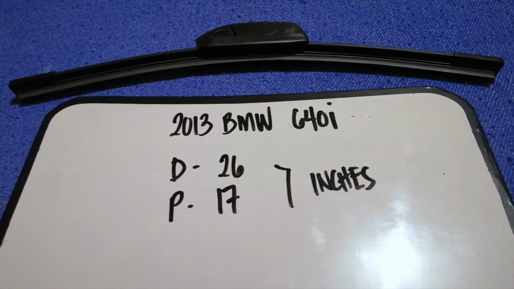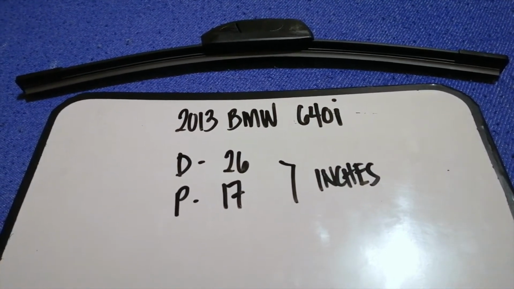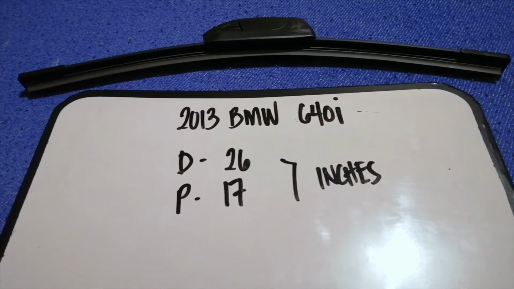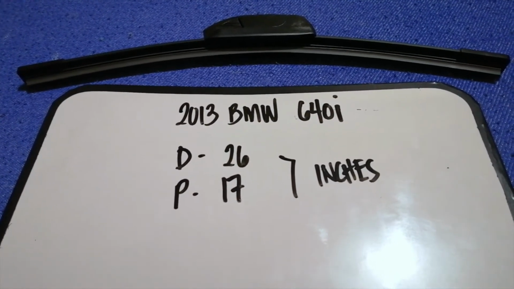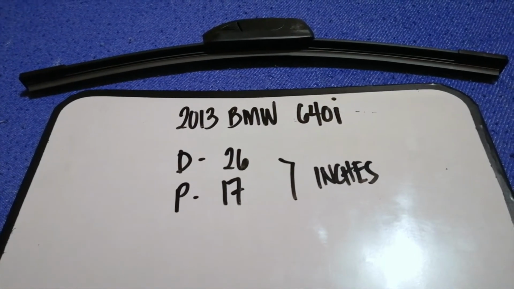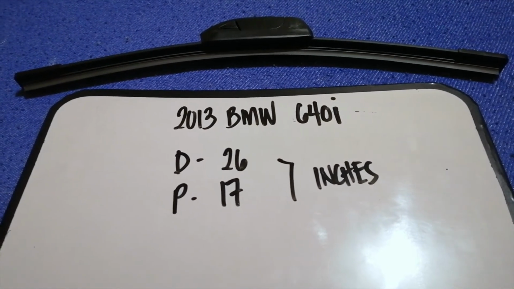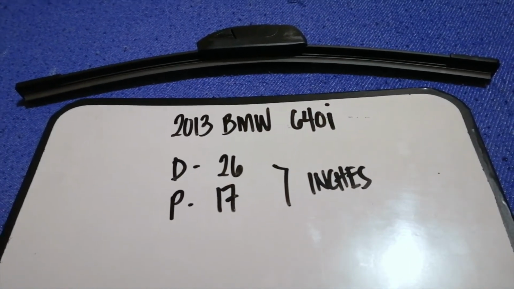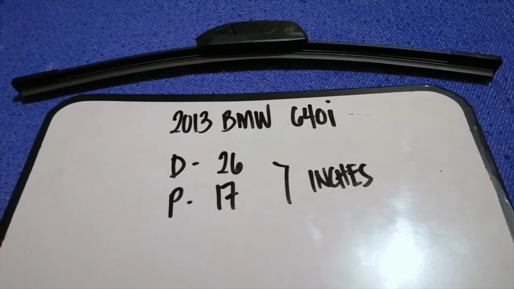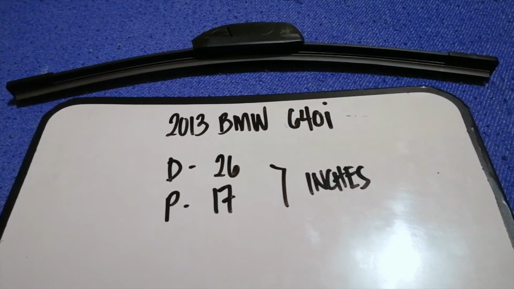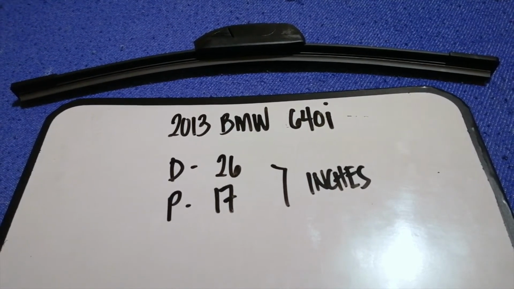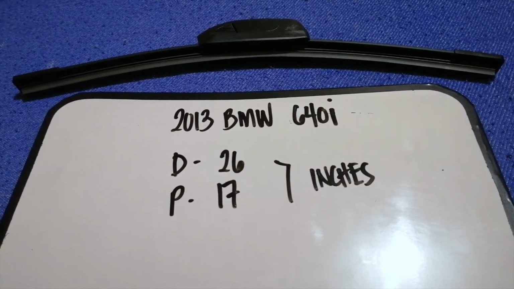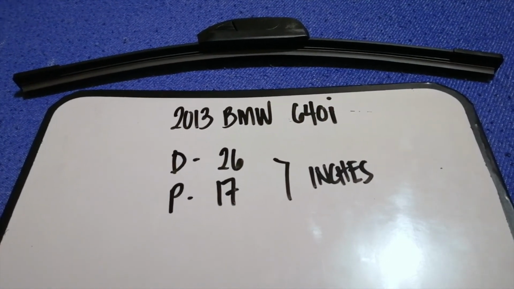The wiper blade replacement size for the 2013 BMW 640i is 26 inches for the driver's side and 17 inches for the passenger side. As you can see, the blade size is different for the driver and for the passenger. So once again, the wiper blade replacement size for the 2013 BMW 640i is 26 inches for the driver's side and 17 inches for the passenger side.